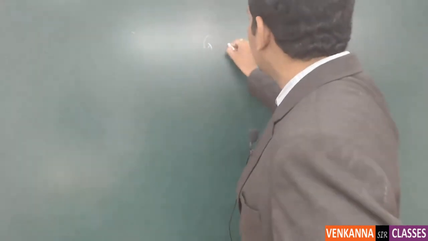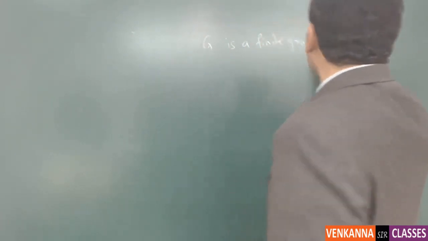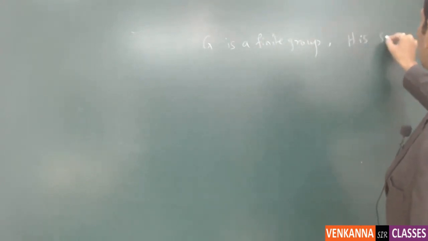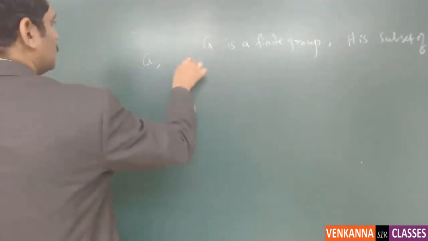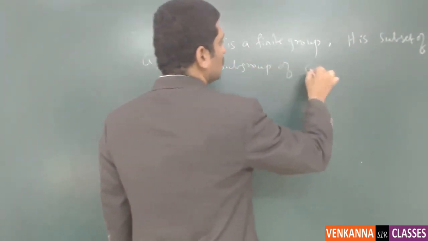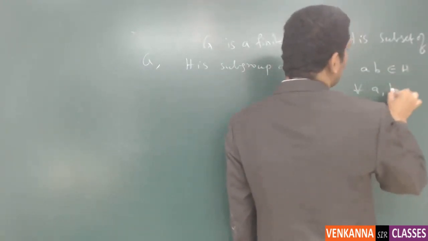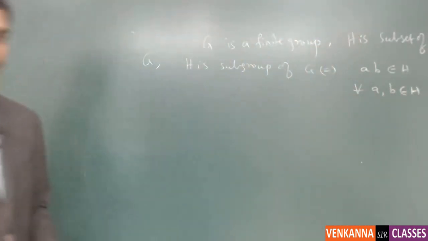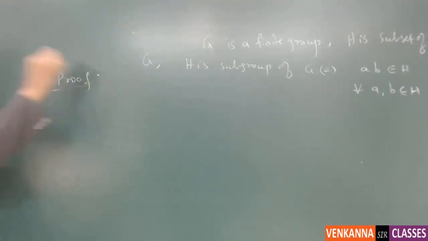So what we did, we have taken G is a finite group. H is a subset of G. So H is a subgroup of G if and only if AB belongs to H for all A, B belongs to H. Now let us prove it. It is also one of the previous UPSC questions, asked somewhere between 1995 and 2000.